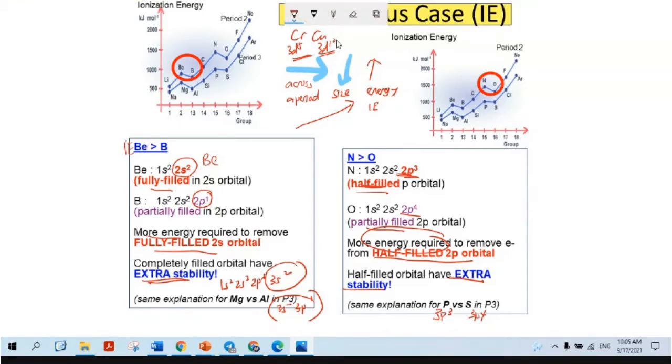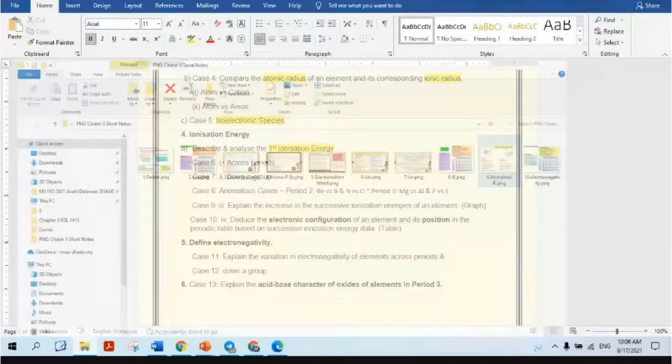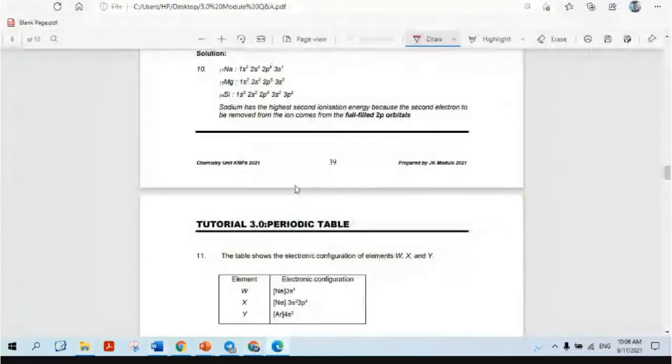So clear? Class? Hello? Yes, madam. Yes, madam. Okay. So that's all for the anomalous cases for ionization energy. So now we go back to the question.